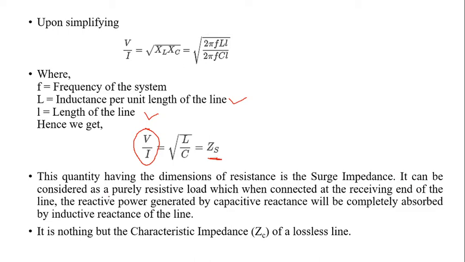It can be considered as a purely resistive load when connected at a receiving end of the line. The reactive power generated by the capacitive reactance will be completely absorbed by the inductive reactance of the line. Remember this statement: whenever the reactive power generated by the line capacitance is completely absorbed by the inductive reactance, then Zs is equal to the square root of L by C. It is nothing but the characteristic impedance Zc of a lossless line.